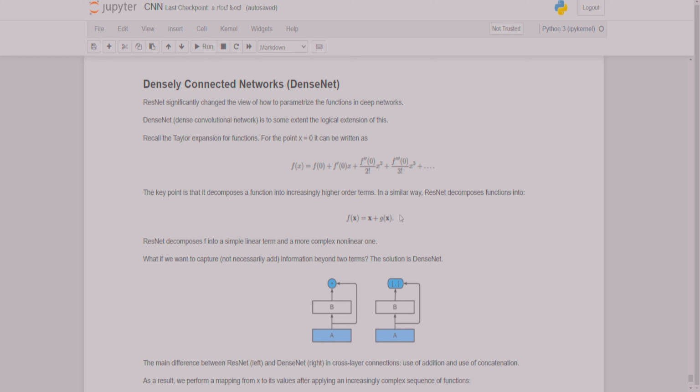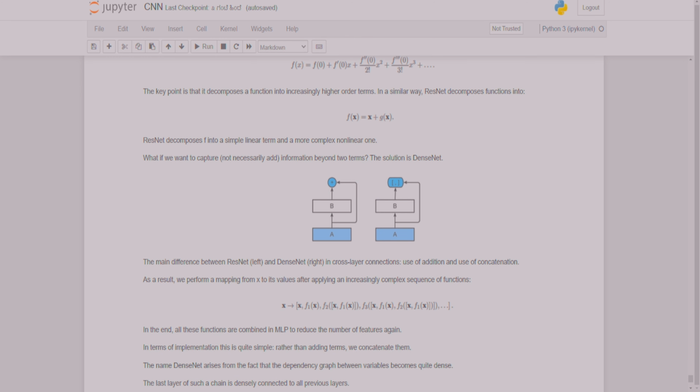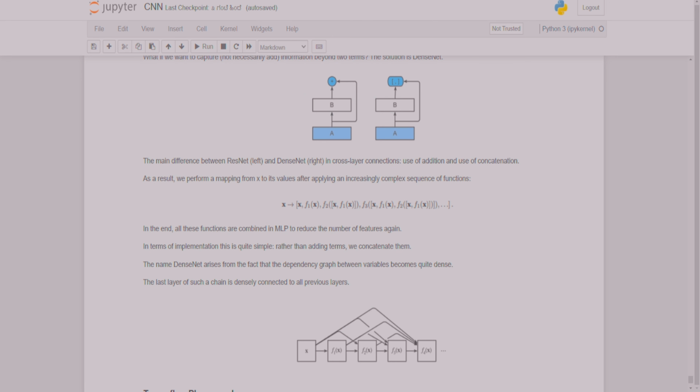Previously the ResNet was doing something like this: x plus a non-linear function g of x was being implemented. Now what is happening is you don't do the addition here. This was ResNet. DenseNet will perform a function over the concatenation. That's all. If you want to write a mathematical notation, simply like this.